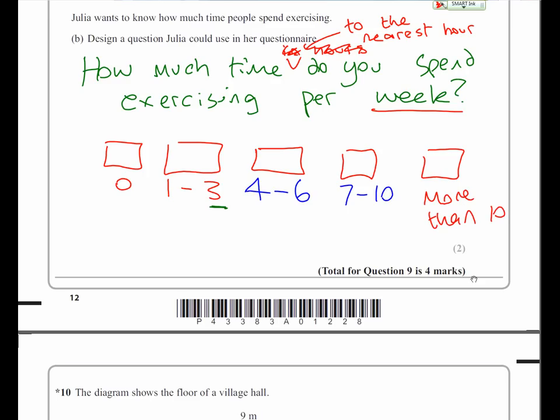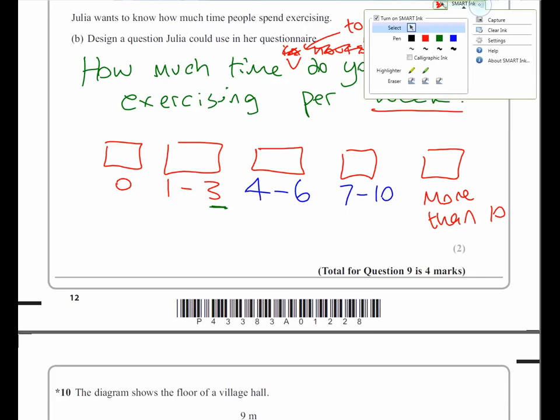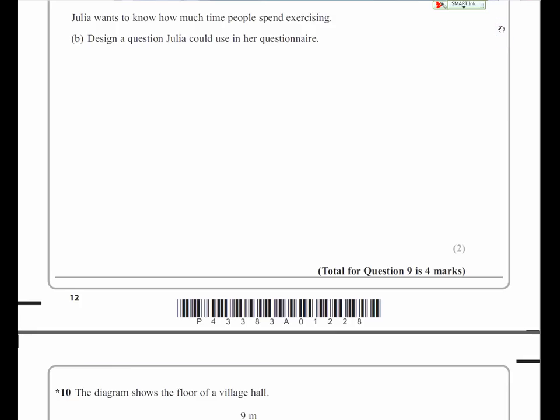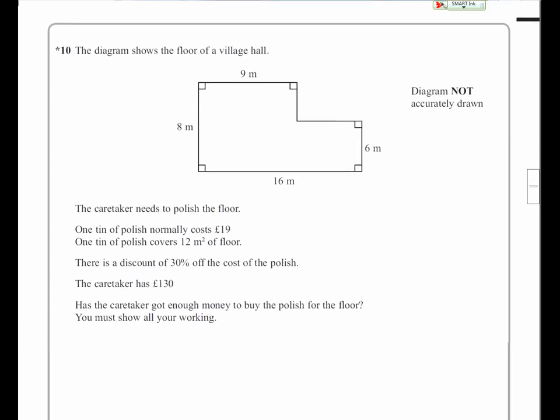Okay, so how much time to the nearest hour do you spend exercising per week? They've got options, and they're tick boxes, and they do not overlap, so that's a good question.